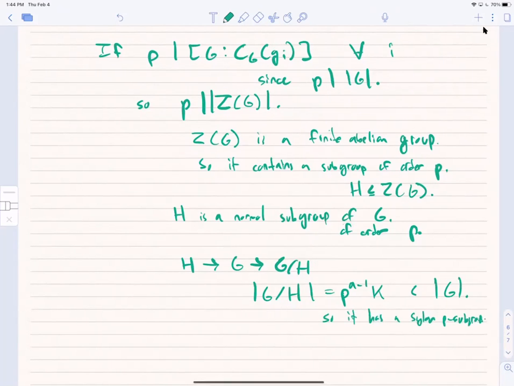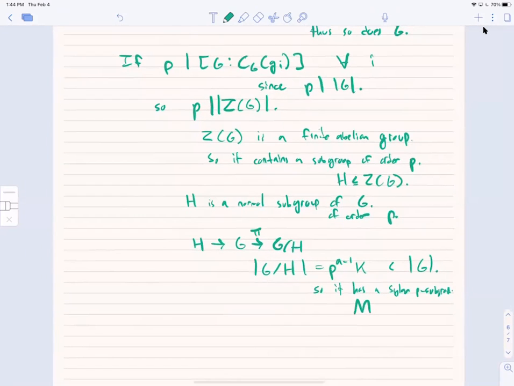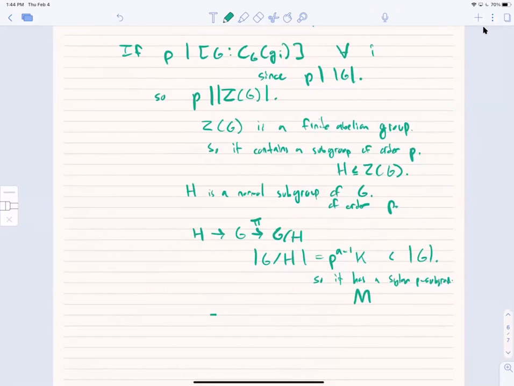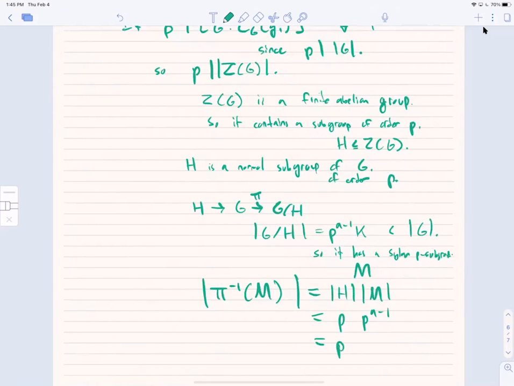So I'm going to run out of letters. Let me call it capital M. Let me call this projection, this quotient map, pi. And then pi inverse of M is a subgroup of G. So every time you have a map of groups, if you take the preimage of a subgroup, that's still a subgroup. And because this map pi is surjective, you can check that the order of the preimage of M is just the order of the kernel times the order of M. And that's P times P to the A minus 1, which is equal to P to the A.